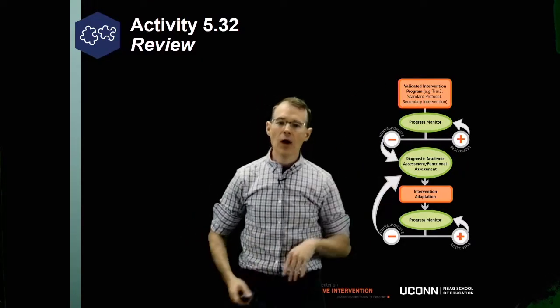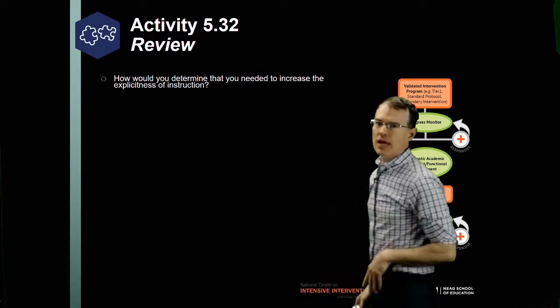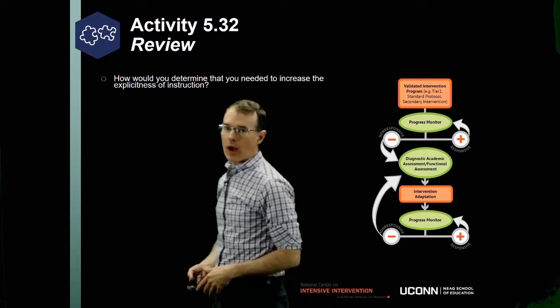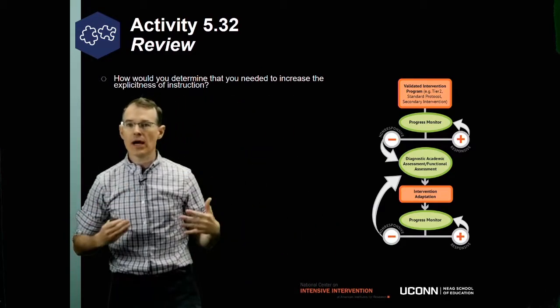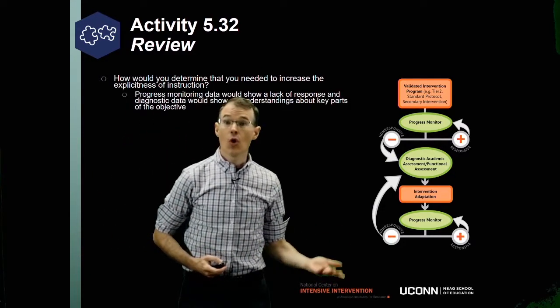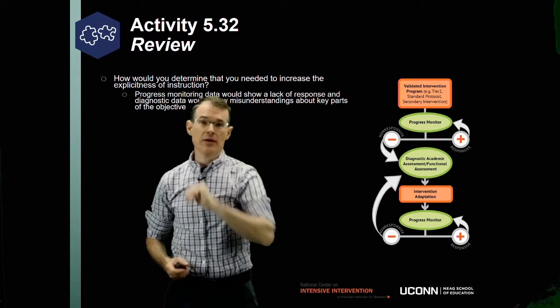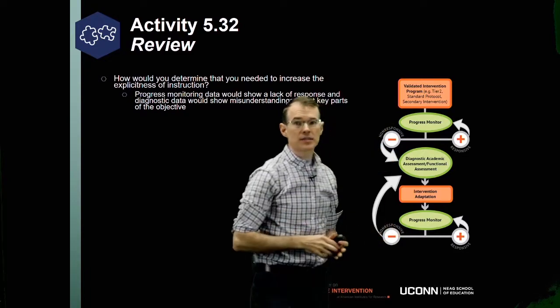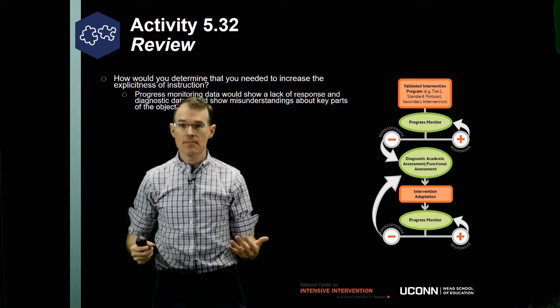So how would we answer these questions? How would we determine if we need to increase the explicitness of instruction? Well, it's going to show up in what kind of information about the student. We're going to see it in the progress monitoring data. We're going to see that the student is making inadequate progress. There are a lot of reasons for that.